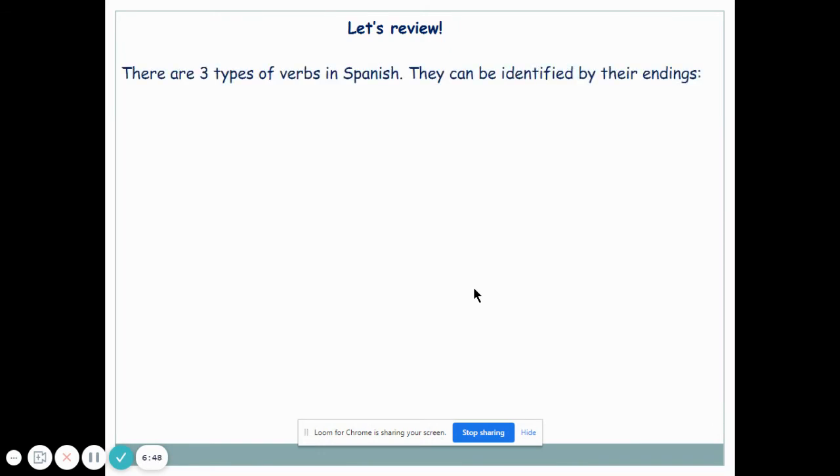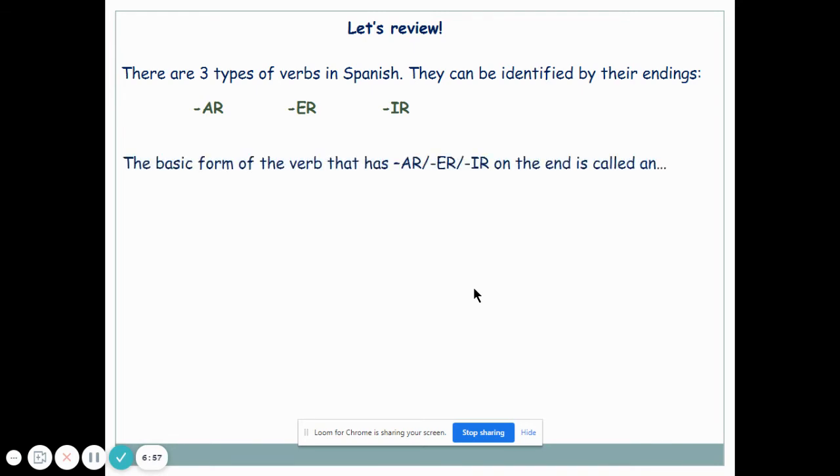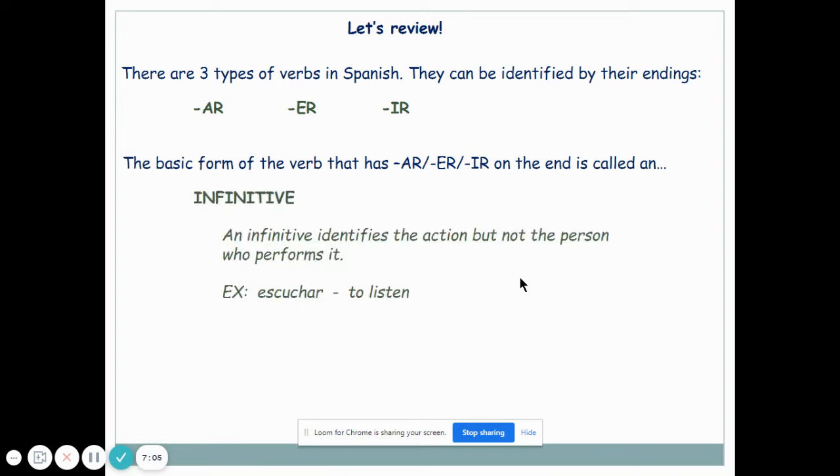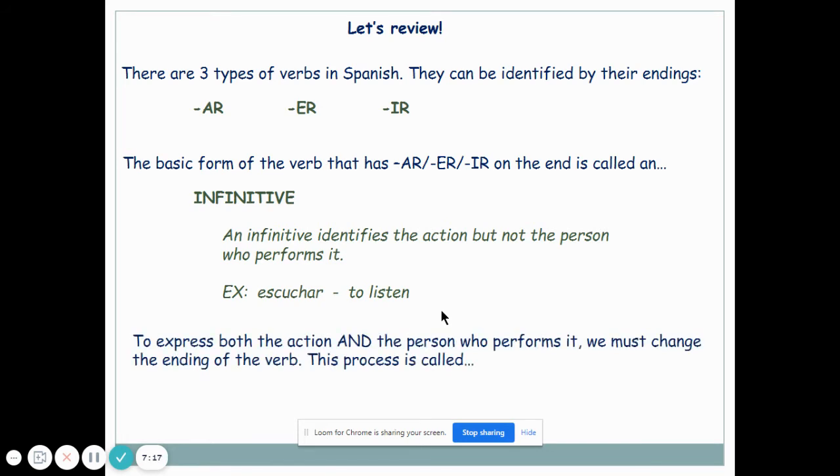We're going to review. There are 3 types of verbs in Spanish. They can be identified by their endings, which are ar, er, and ir. The basic form of the verb that has ar, er, ir on the end is called an infinitive. An infinitive identifies the action but not the person who performs it. Remember, in Spanish it's only 1 word, in English it's 2 words. To express both the action and the person who performs it, we must change the ending of the verb, and this process is called conjugation.